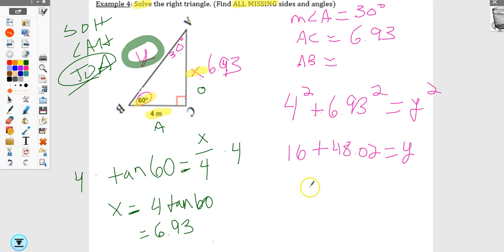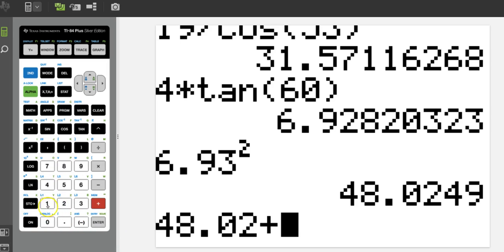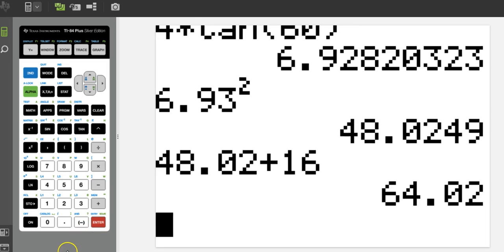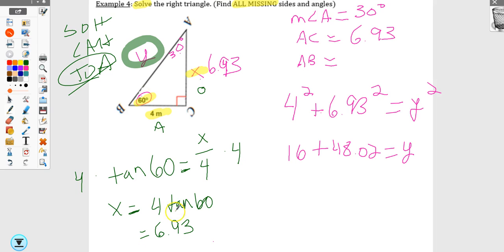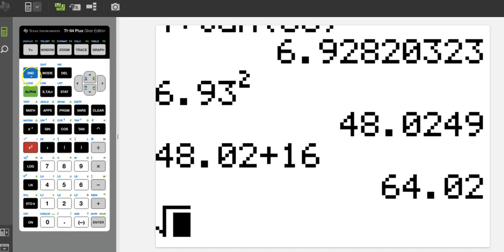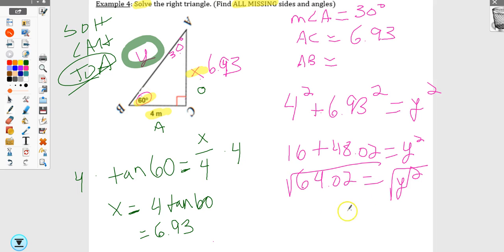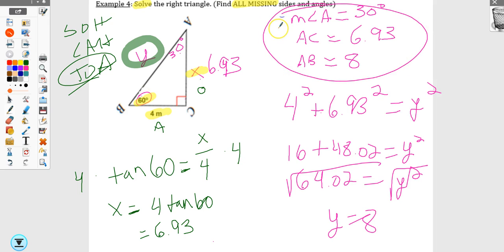Add on 16 to that. So 48.02 plus 16 is going to give me 64.02 equals y squared. Last thing I want to do is take the square root of that. So I'm going to take the square root of that answer, and it's going to give me roughly 8 for the length of AB.